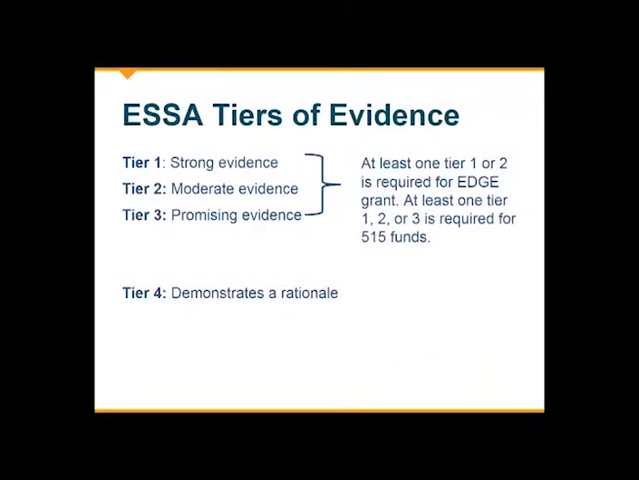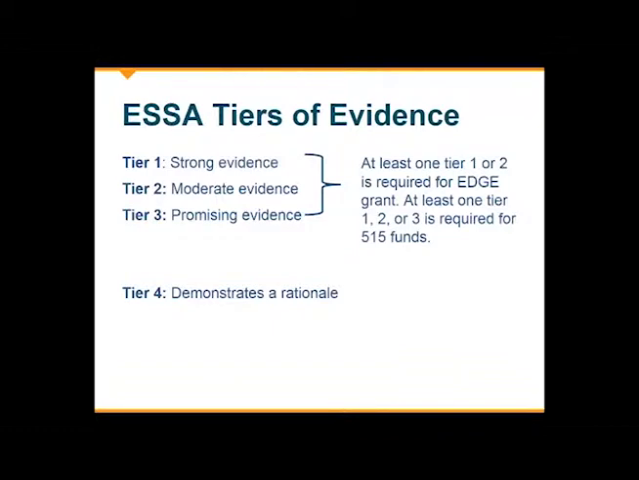The ESSA tiers of evidence. Tier 1 means there is strong evidence. Tier 2, there's moderate evidence. Tier 3 is promising evidence. And Tier 4 is simply that the evidence demonstrates that there's a rationale for it. And there's reasons for all of these tiered levels of evidence, as we'll continue to talk.